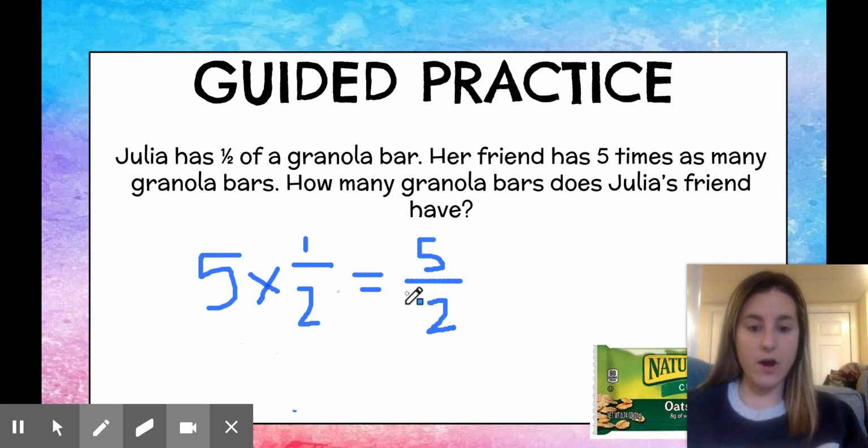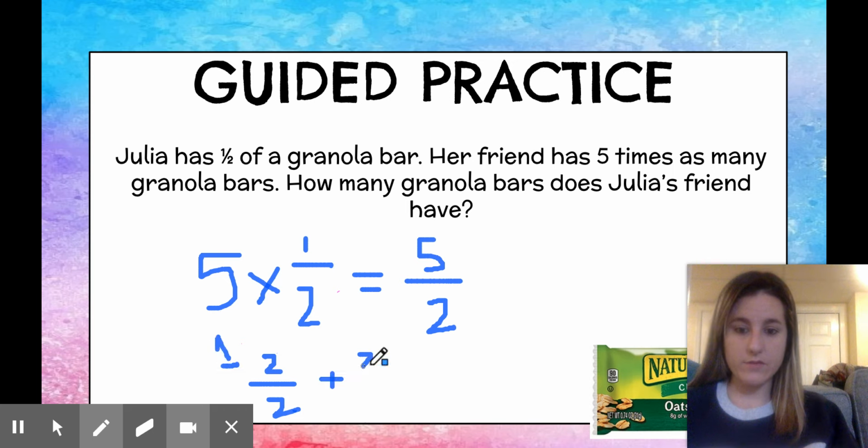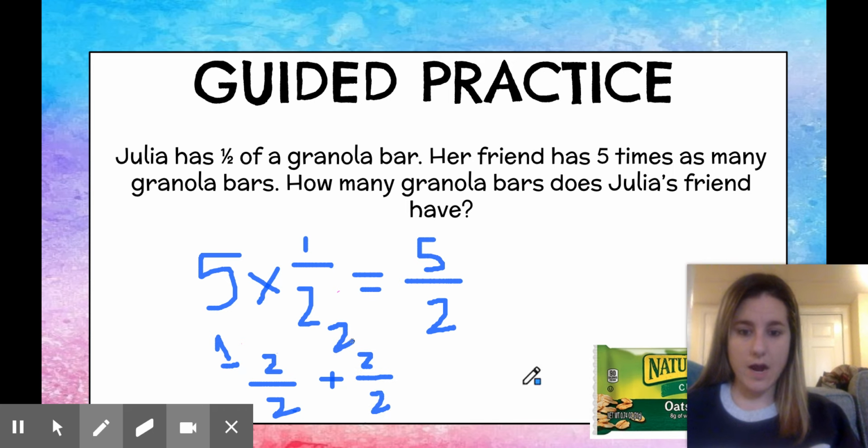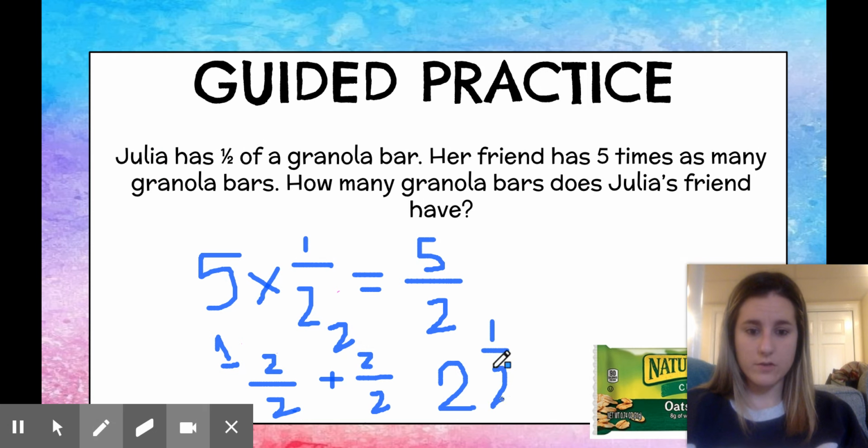So I need to figure out how many halves I can make. 2 halves makes 1, plus another 2 halves makes 4 halves. That would be 2. I need to get to 5 halves. I can't make another 2 halves because that would be 6 halves. So I have 2, which gives me 4 halves, and I have 1/2 left over. So Julia's friend has 2 1/2 granola bars.